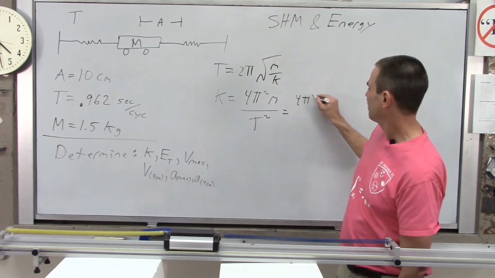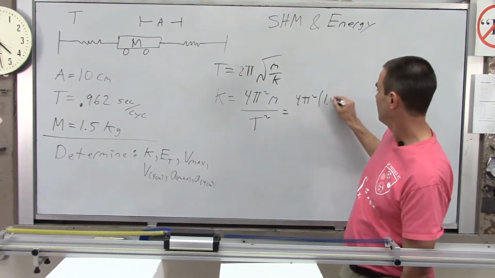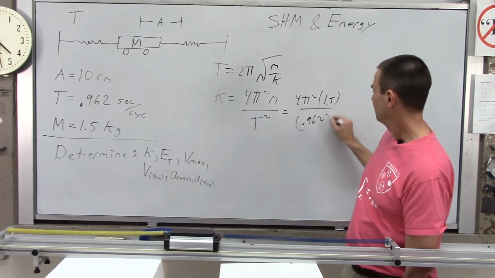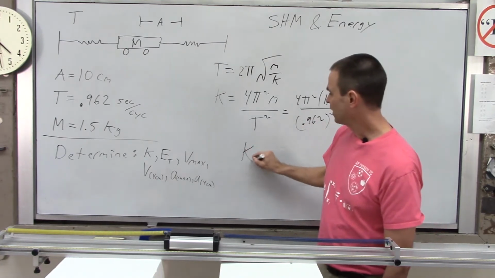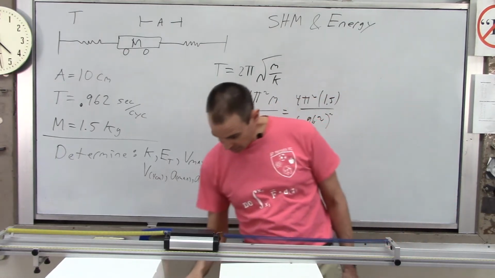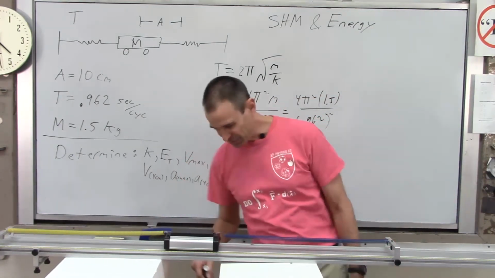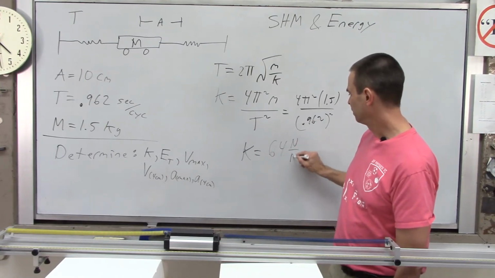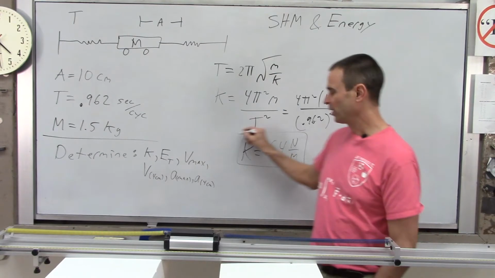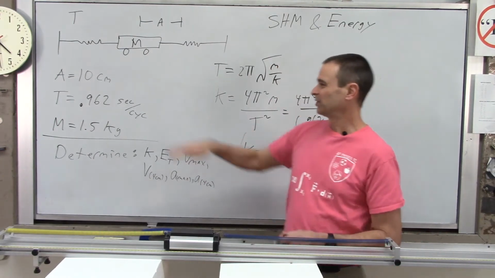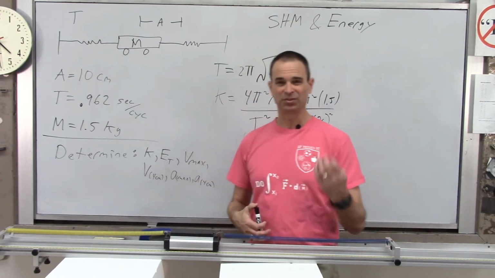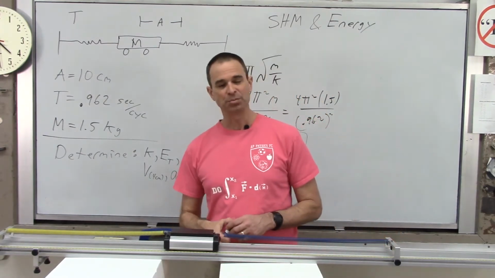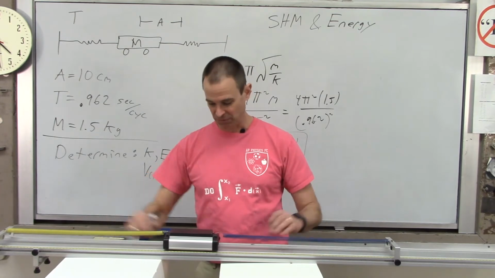All right. And we've got all those numbers, right? 4, pi squared, the mass was 1.5, and then the period was 0.962, and we have to square that. So we get our spring constant right off the bat, about 64 newtons per meter. So about 64.0, but I guarantee you this isn't that accurate to the nearest 3 digits anyway, so we'll call it 64. So that's our spring constant, 64 newtons per meter. That's the effective spring constant of these two springs.